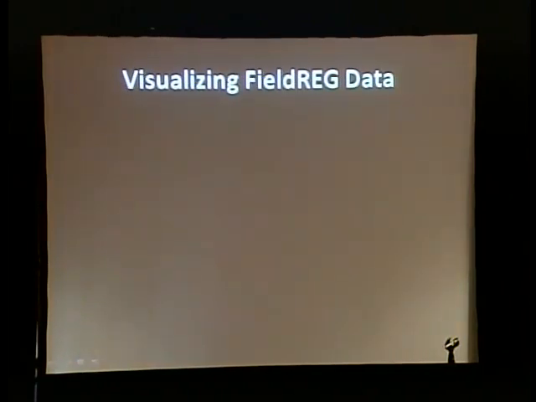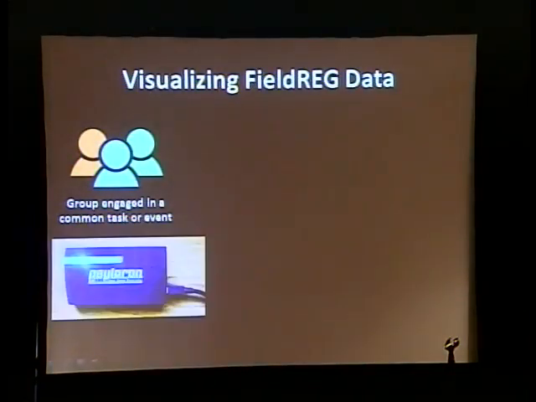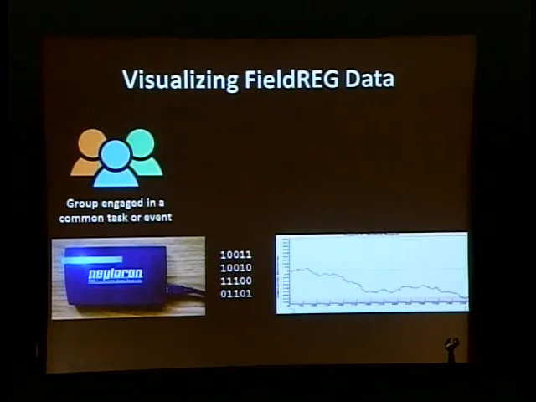So let's look at an example of how we might use machine learning in psi research. I've been working on a project that visualizes FieldREG data. When we talk about FieldREG data, typically we start with a group of people who are engaged in some sort of common event or task. We set up a random event generator in the background, we collect some data, and then we analyze that data to look for deviations in randomness.